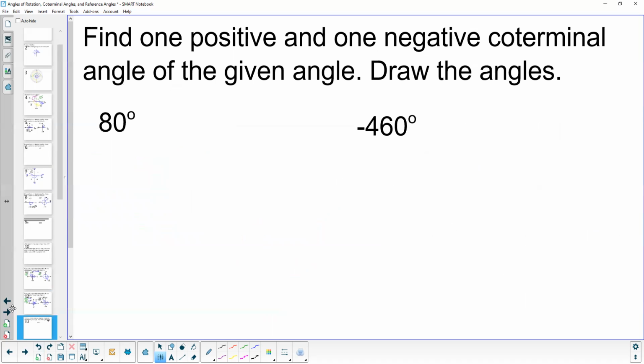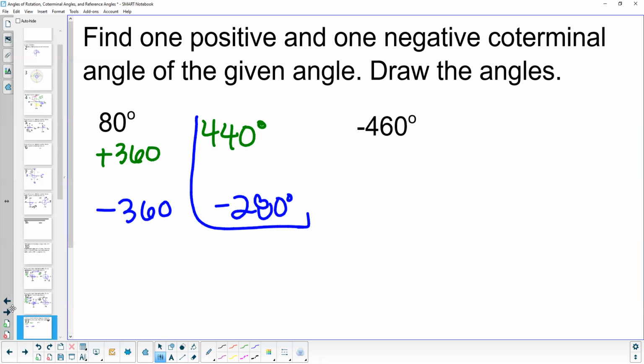Now, if we wanted to find a positive and negative version of each coterminal angle, all we can do is add 360 or subtract it as many times as we want till we get to where we want. So if we wanted to find the coterminal angles of 80, I could add 360 to it and get one coterminal angle of 440. I could also subtract 360 from it. And if I do 80 minus 360, I end up getting negative 280. So those are two coterminal angles that are coterminal with that 80.